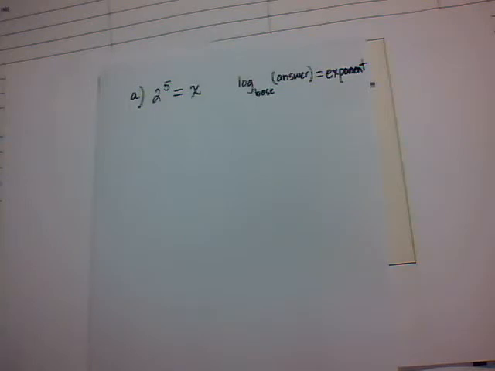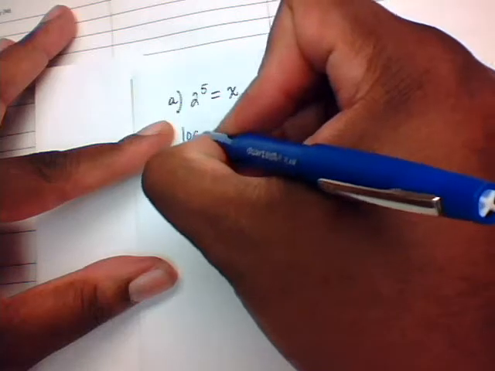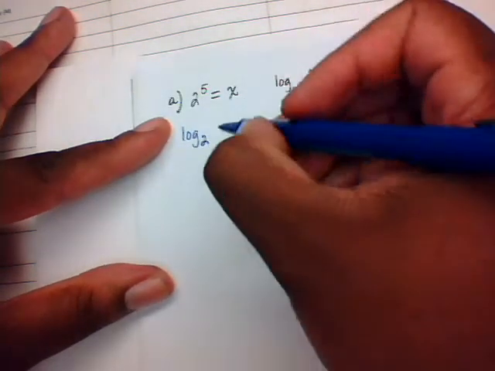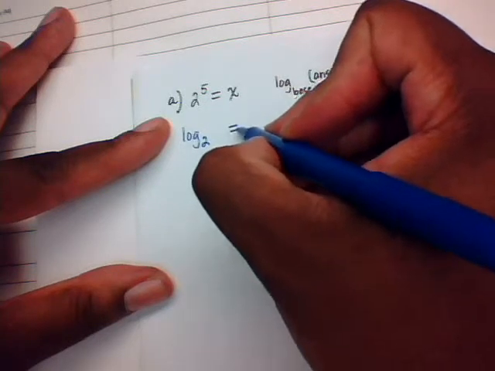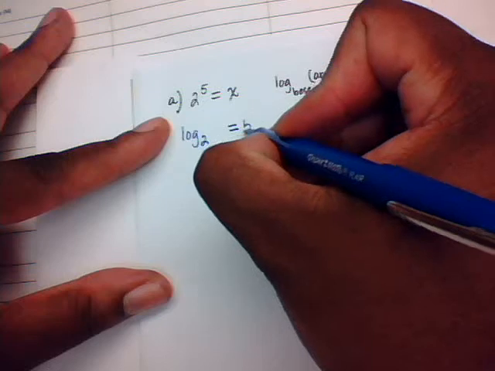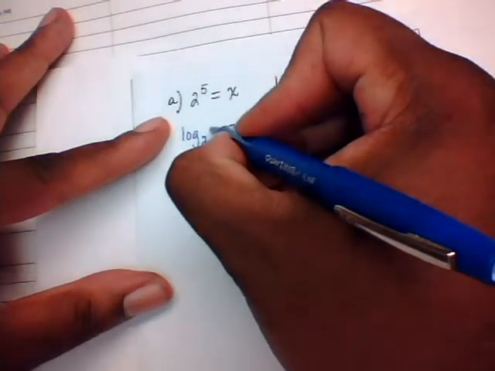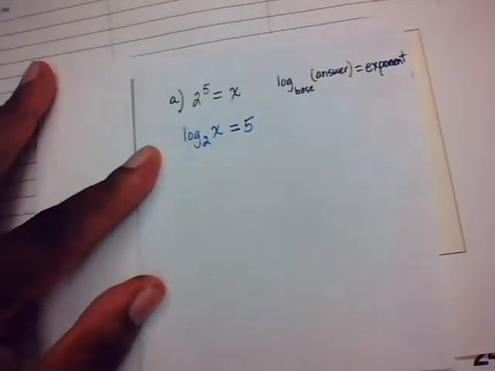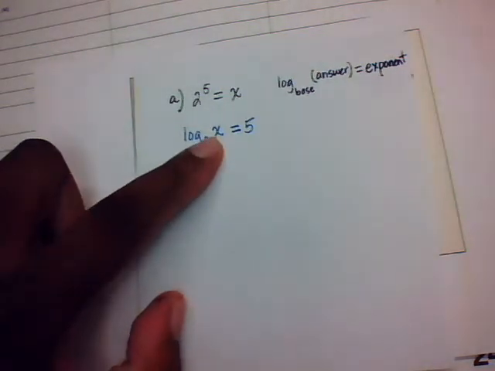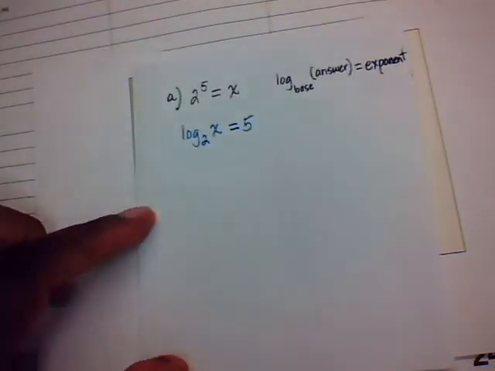So when we write 2 to the 5th equal to x in logarithmic form, it will be log, this 2, which is the base, will be the subscript. That 5, which is your exponent for 2, will go after the equal sign. So the x will have to go after the log. So in this case, it'll be log to the base 2 of x equals 5.